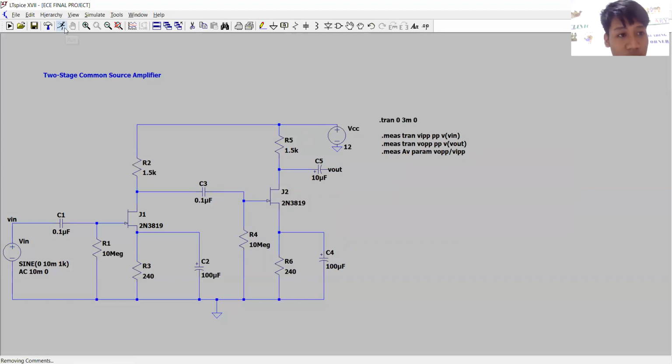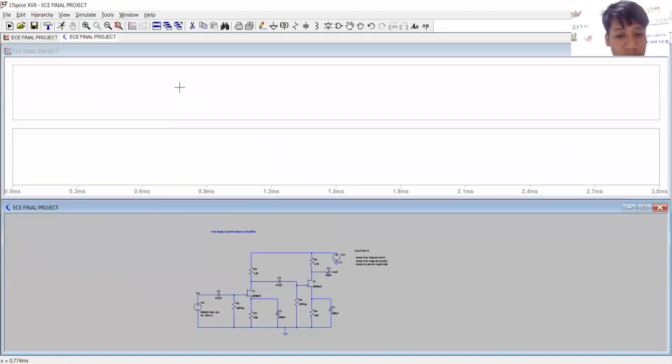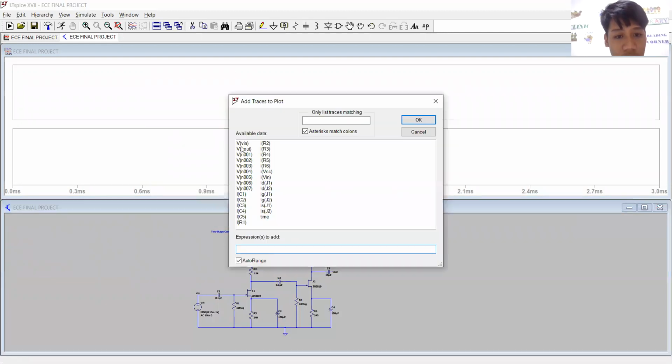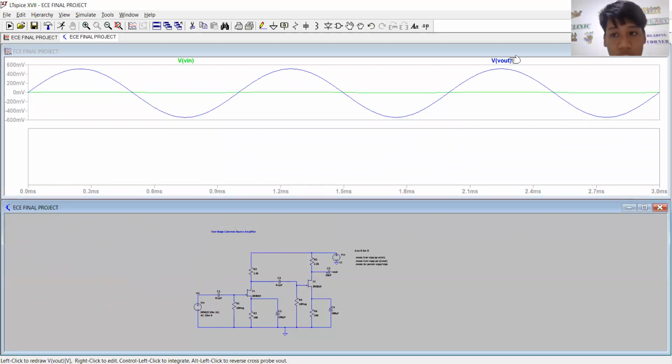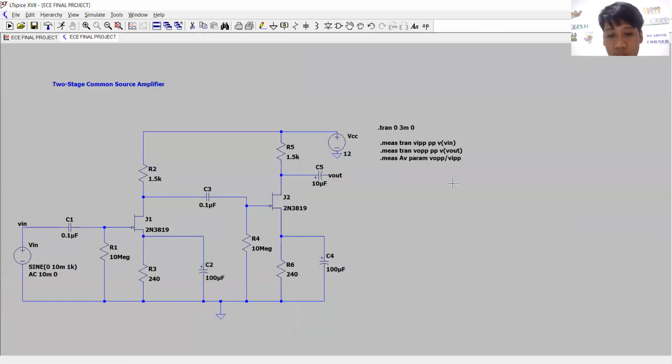After that, we will run the simulation and add plot plane, and we will find the trace V in, V out. And this is the waveform for the transient analysis. Here it is.